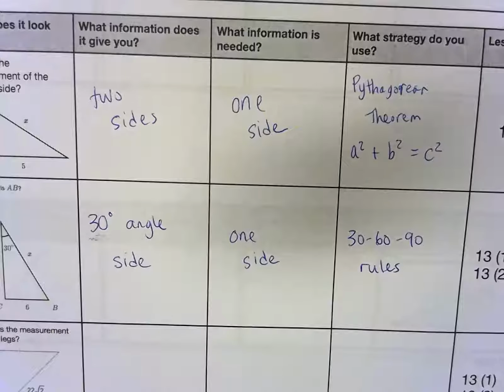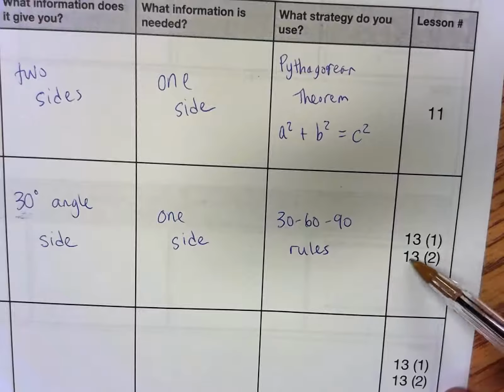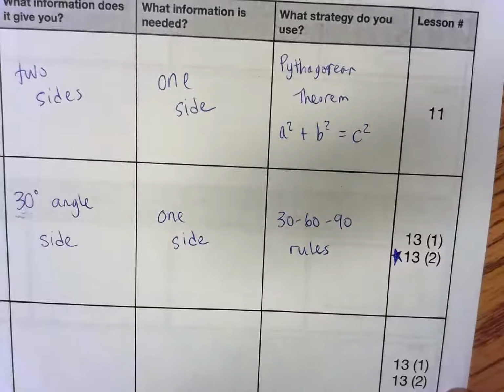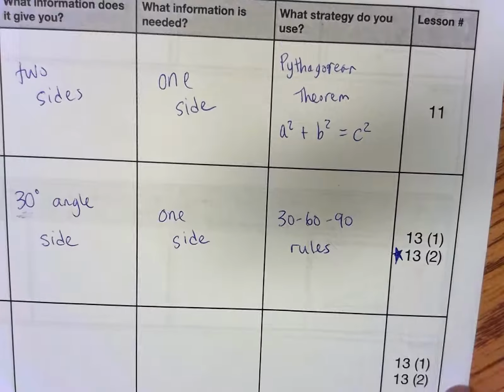If you get to that type of question and you're lost or stuck or confused, you can go look at your notes for 13 part 1 or 13 part 2. I would recommend 13 part 2. Go ahead and put a little star next to that. That one has the 4 steps that you're going to need to solve these questions, and it has 2 really good examples as well. Let's look at the next question here.